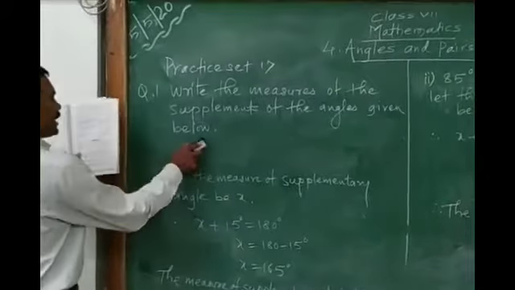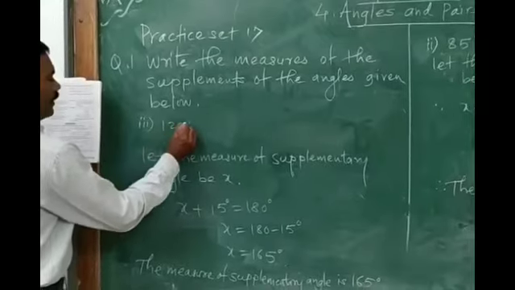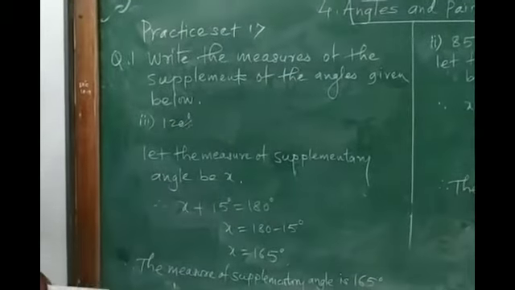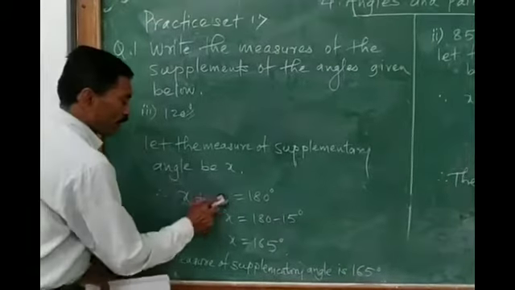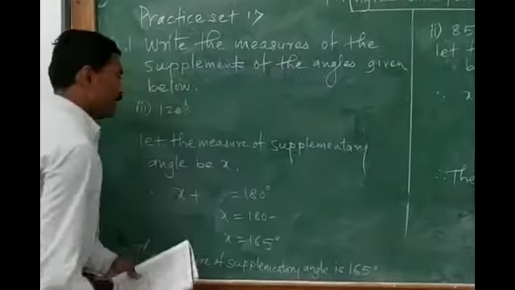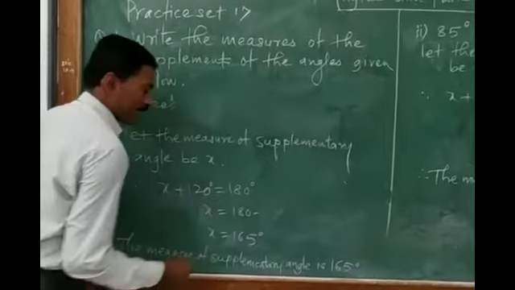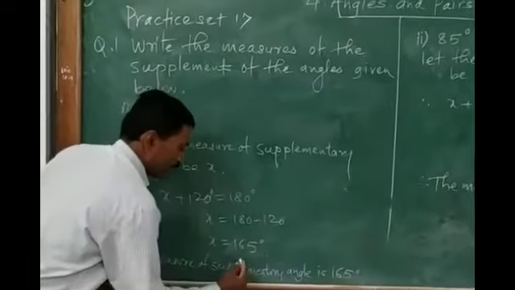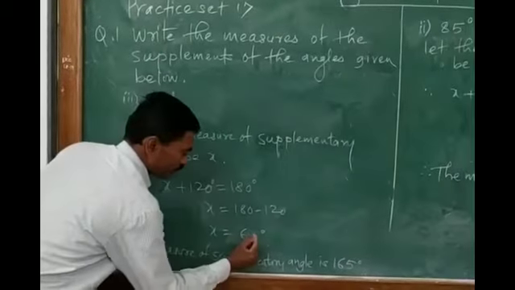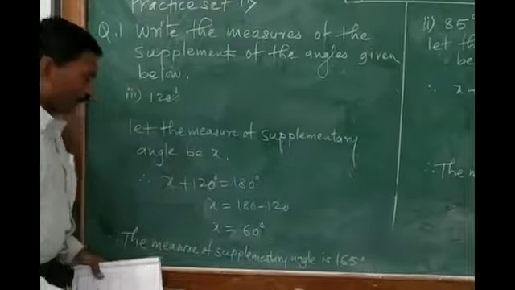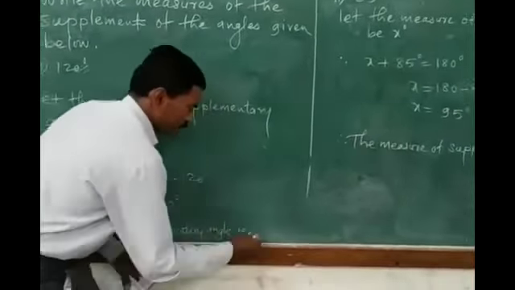Okay. Now it is easy, third onwards. Here, third is given 120, and we have to find its supplement or supplementary angle. As before, let the measure of the supplementary angle be x, therefore x plus 120 is equal to 180, and x is equal to 180 minus 120, x is equal to 60 degrees, and therefore the measure of the supplementary angle is 60 degrees.